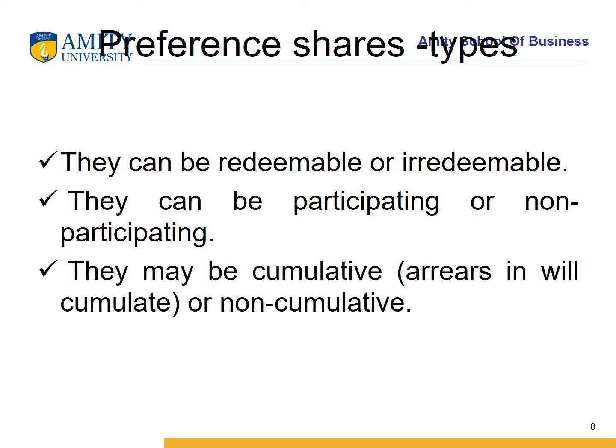In the case of participating preference shares, they enjoy extra earnings beyond the dividends paid to them at a fixed rate of dividend, in the form of dividends from the profits earned by the company. They may also be cumulative or non-cumulative. In the case of cumulative preference shares, if in certain years they are not paid dividend, they will get the arrears in the future years to come.